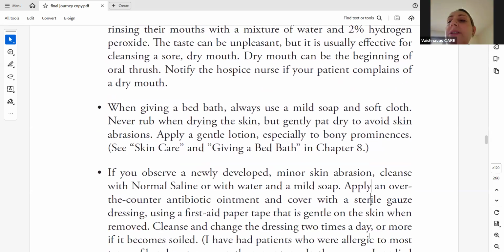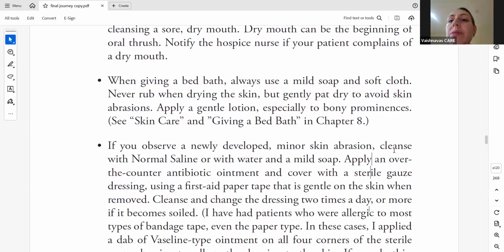If you observe a newly developed minor skin abrasion, cleanse with normal saline or with water and a mild soap. Apply an over-the-counter antibiotic ointment and cover with a sterile gauze dressing, using a first aid paper tape that is gentle on the skin when removed. Cleanse and change the dressing 2 times a day or more if it becomes soiled.